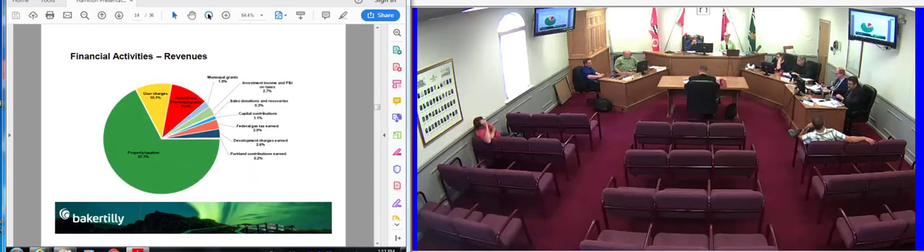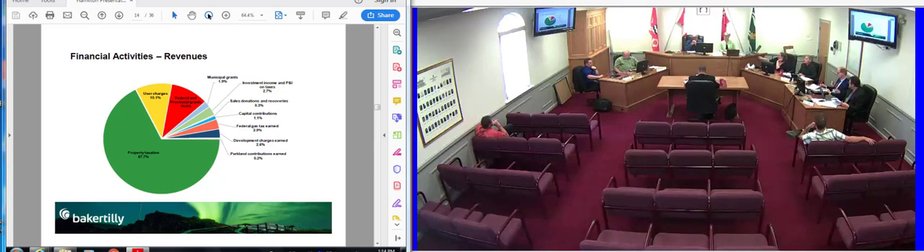And then next is a summary of the revenues in a pie chart, sorry. And as usual, the property taxes are your major source of revenue. Next we come to the financial activities on your expense side of things. So these numbers include amortization and do not include any capital additions. Broken down by the functional categories used in the financial information return.